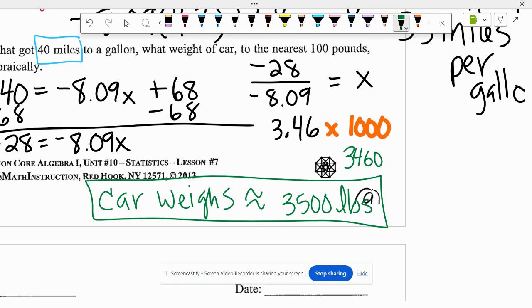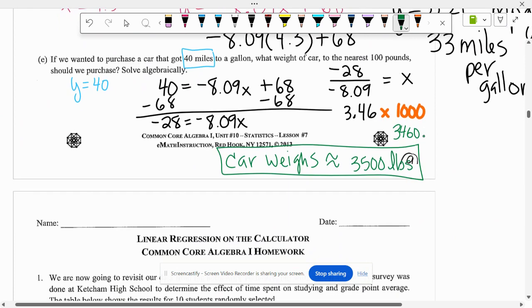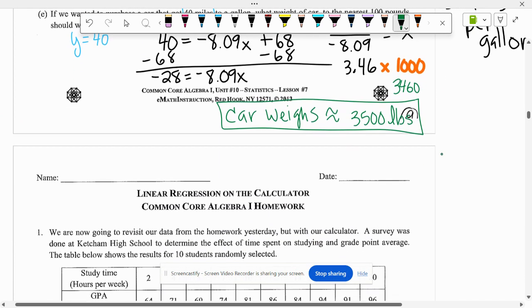You have 2 questions for your homework. Both of them require you to use Desmos. You're going to build your table into Desmos, create an equation, and answer the questions. Okay? 2 questions. I want everyone to do both questions. I'm not minimizing. We only have 2 questions.